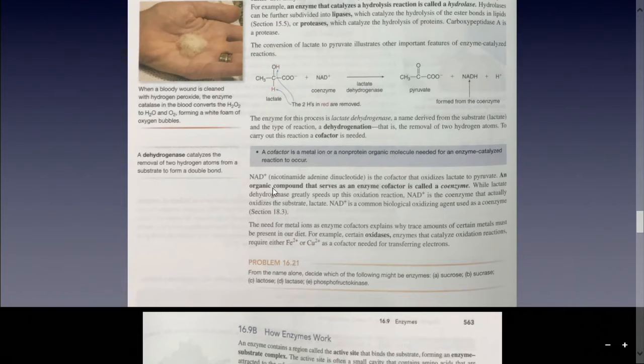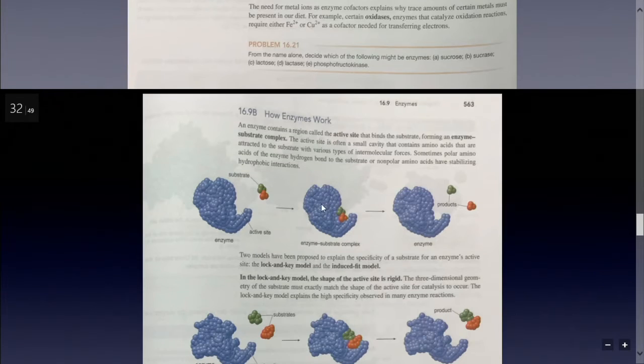so NAD+ again is the nicotinamide, it's hard to say, nicotinamide adenine dinucleotide, and it's the cofactor that oxidizes lactate to pyruvate. So I think we can move on further now to how enzymes work.